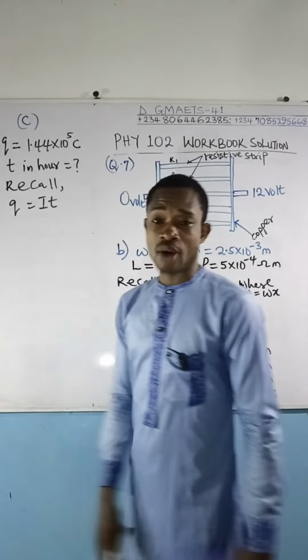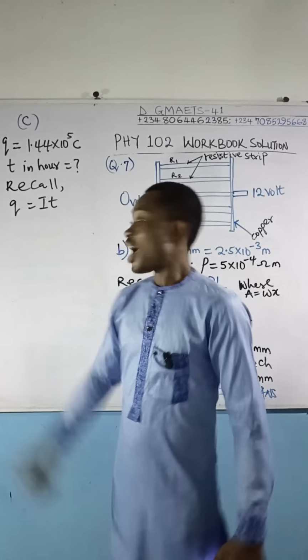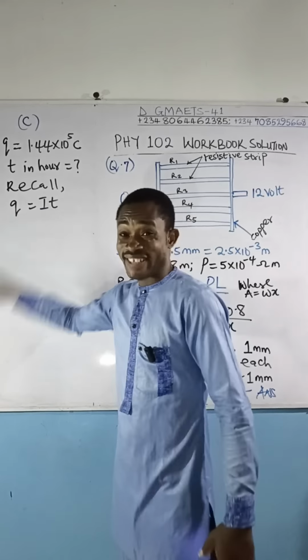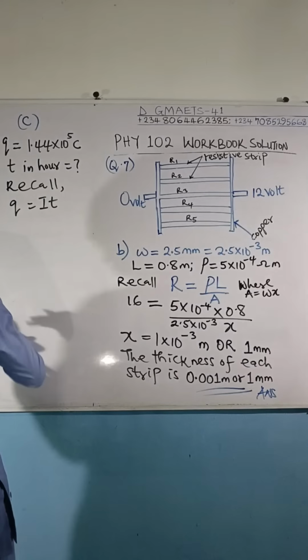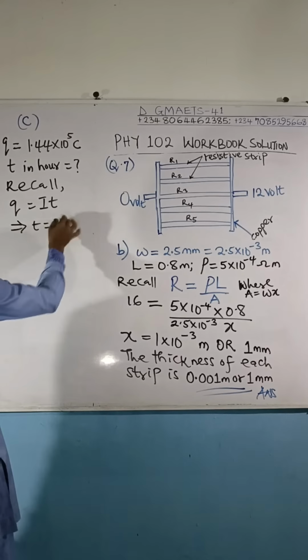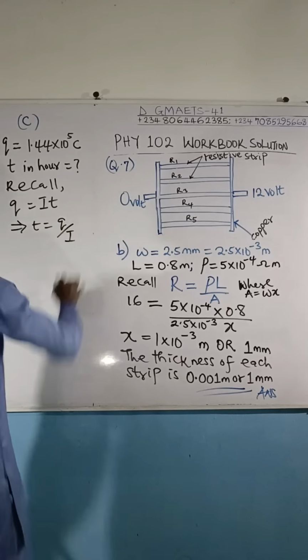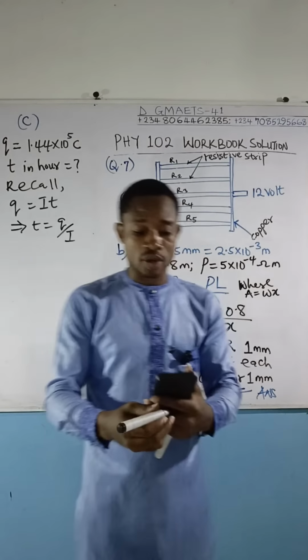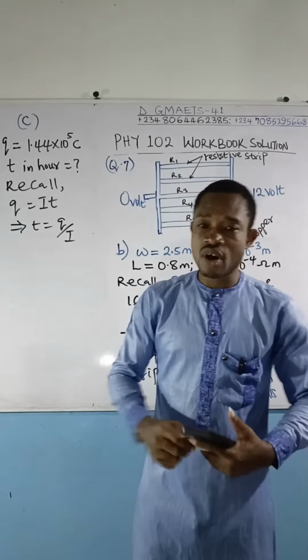I don't know T in hours. I know charge. I don't know current at this point. So you see, for me to get T, of course, you know that T is going to be Q over I. So it implies that T will be equal to Q over I. So I think our problem in this question is to calculate I. If I calculate current, my problem is solved.